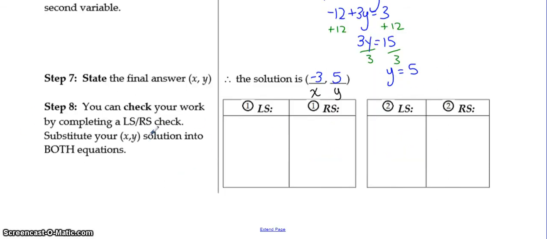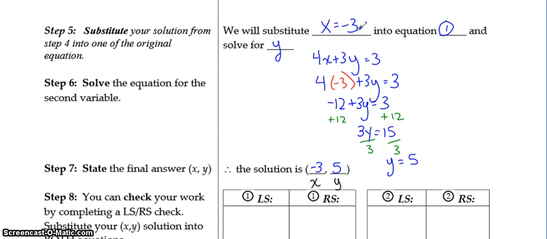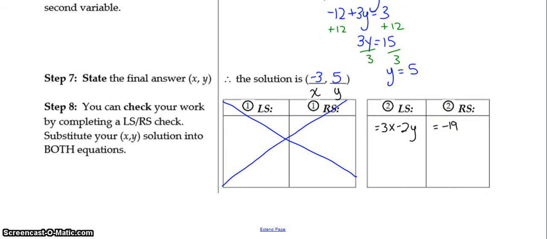Now step 8 says that you have to check your work in both equations. You do not have to check your work in both equations. Since you already figured out the y value using equation 1, that means you only need to check your work in equation 2. So equation 2 was 3x minus 2y on the left side and negative 19 on the right side.